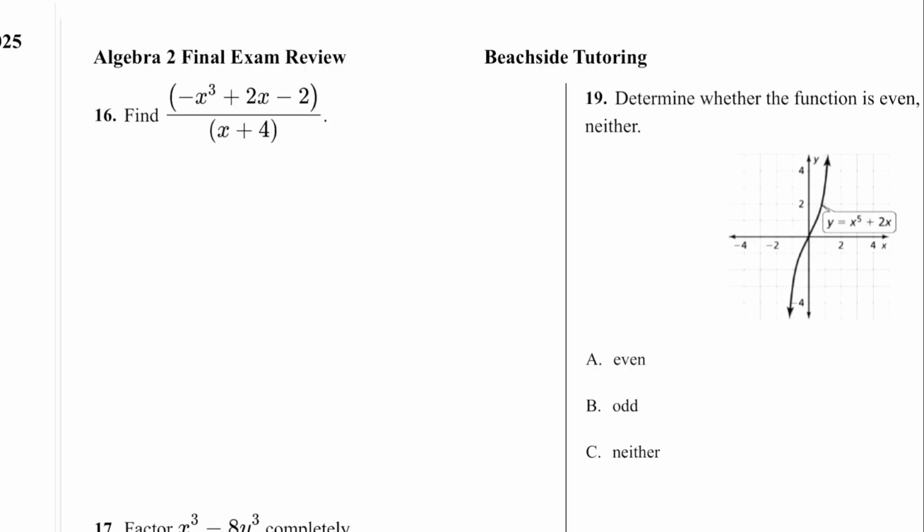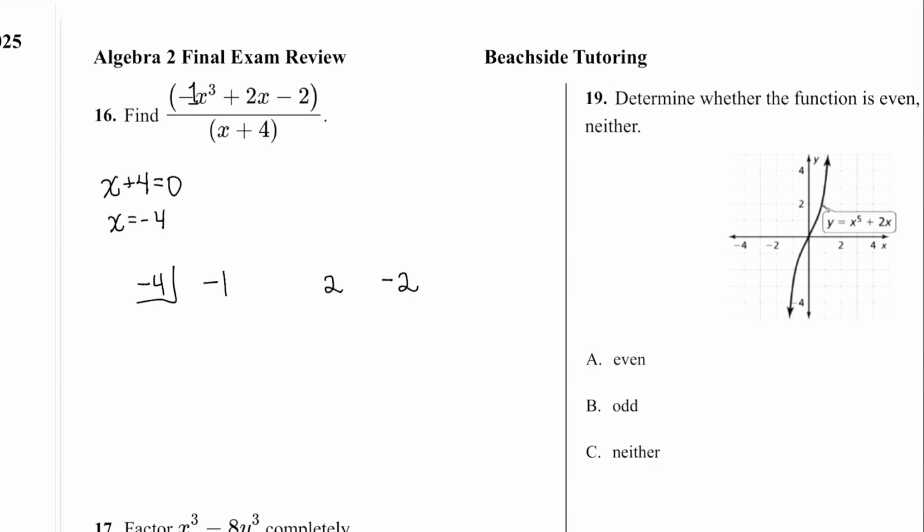Number 16, find negative x cubed plus 2x minus 2 divided by x plus 4. I'm going to choose to use synthetic division here. And in order to figure out what goes in the box, we're going to set the denominator equal to 0. So negative 4 is what goes in the box. And then I'm going to take my coefficients. So negative 1, 2, and negative 2.